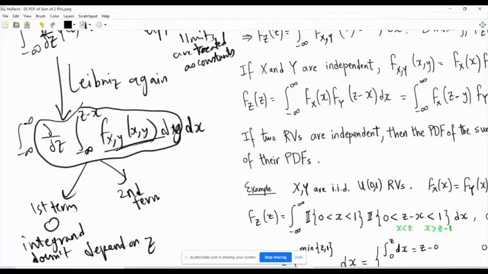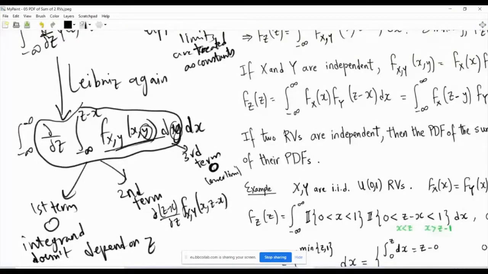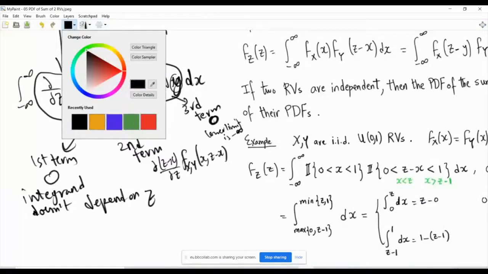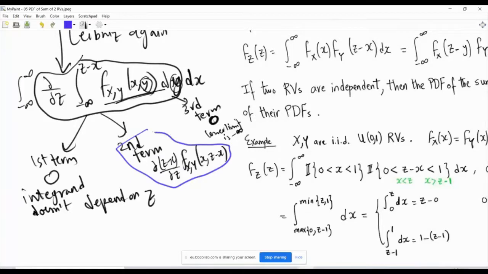Second term: it will be the derivative of z minus x with respect to z, and then you take the integrand and replace the dummy variable of integration, which is y, with z minus x. And what about the third term? Third term 0, because the lower limit is minus infinity. So the survivor, here is our hero, is basically this one. This is the second term.